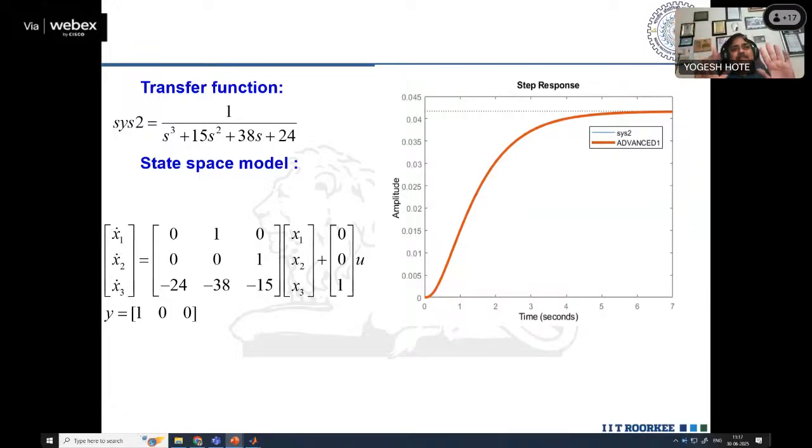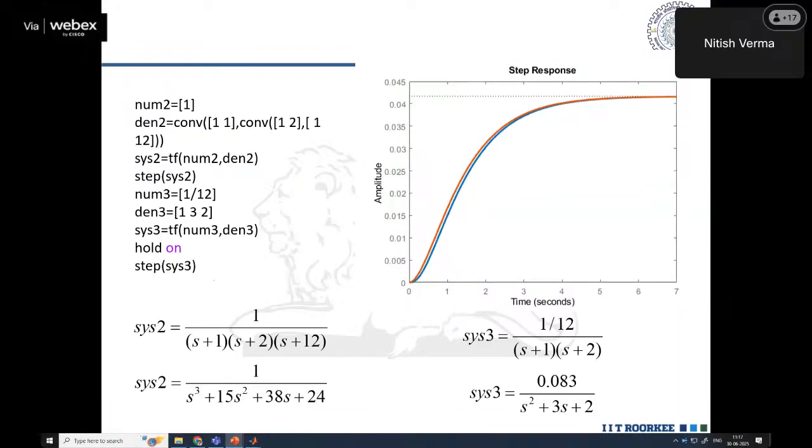Dr. Nitish. Yeah, sir. Okay, got it. Clear, no? This point is clear, no?